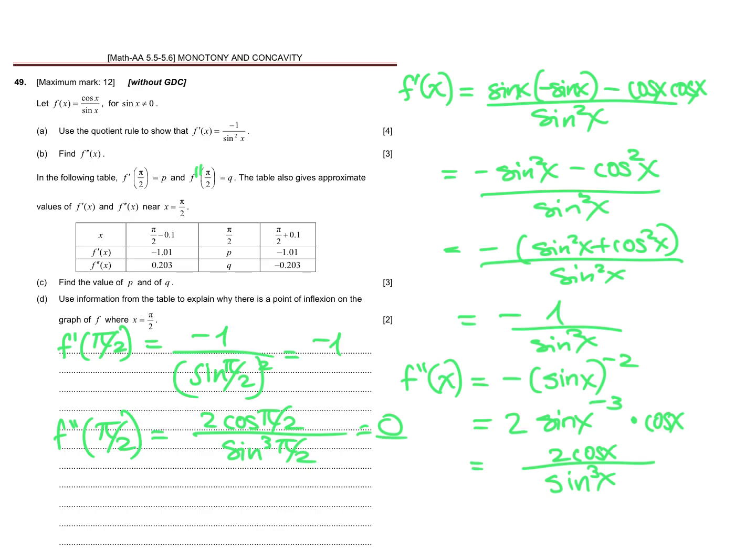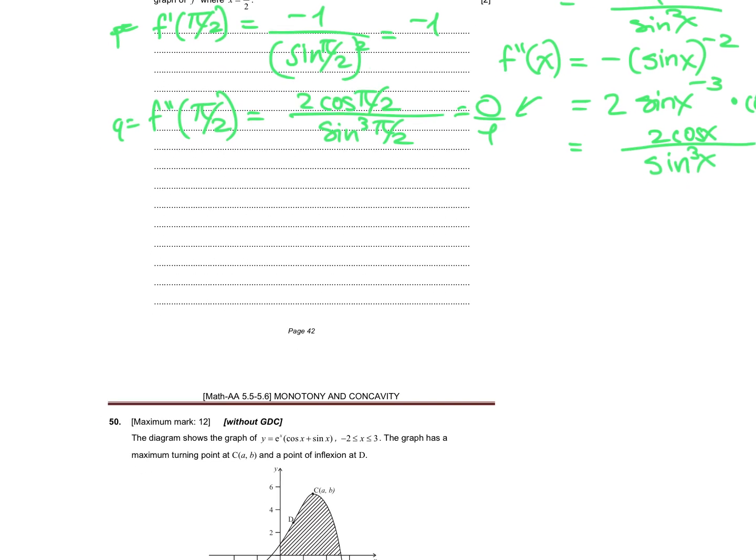0 over 1, so 0. So Q, P. Use the information in the table to explain why there's a point of inflection on the graph, because it changes sign from positive to negative here. And also at pi over 2, the second derivative is 0. So that's the first kind of requirement it's got to have.